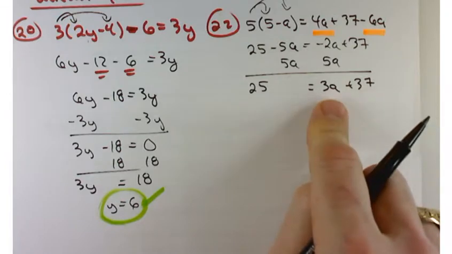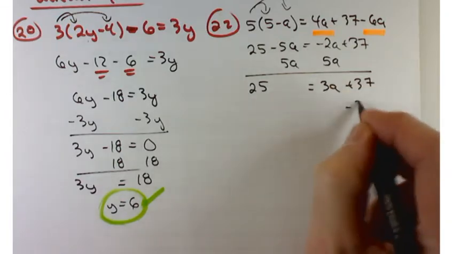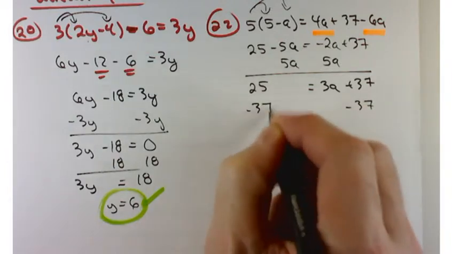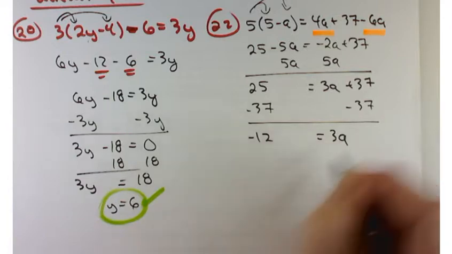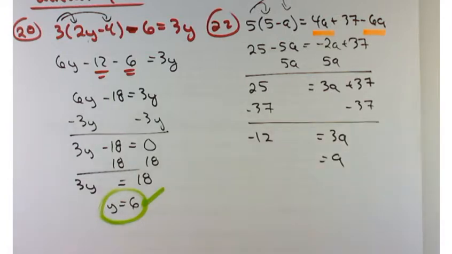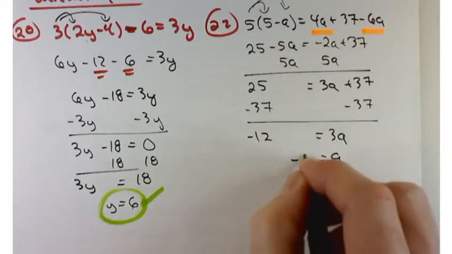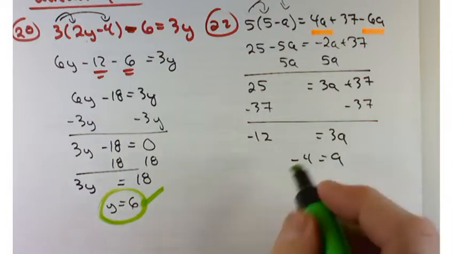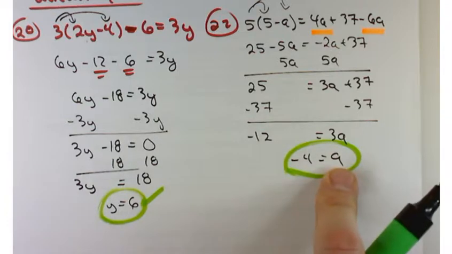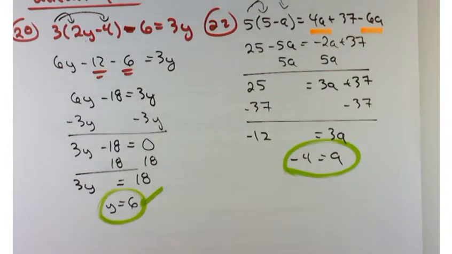My variable's on one side. Let's put the constant on the other side. So I'll subtract 37 from both sides. I get negative 12 equals 3a. What does a equal? Negative 4. Good. Just divide both sides by 3, and we get a is negative 4. So, good. And like the previous one, you could go back up here and check it. That's fine. It would work.